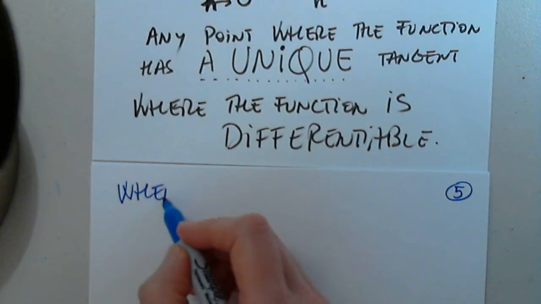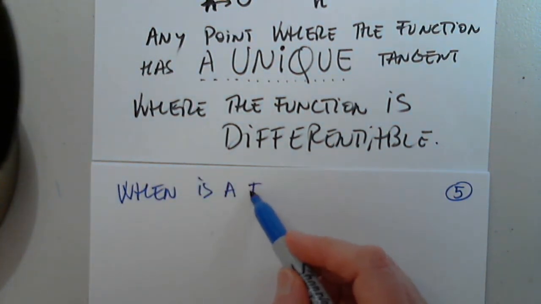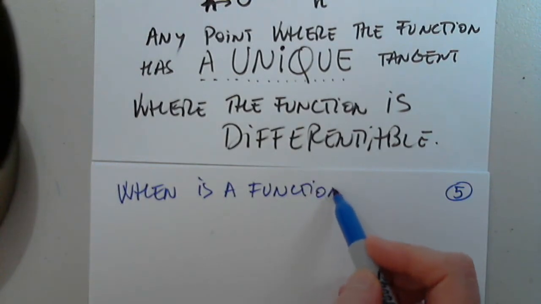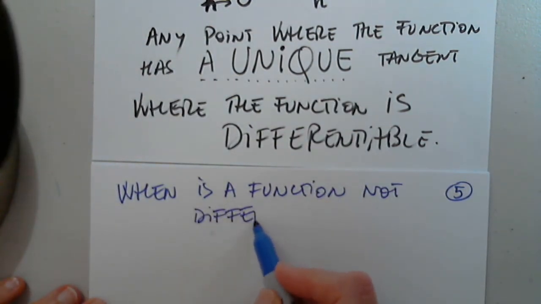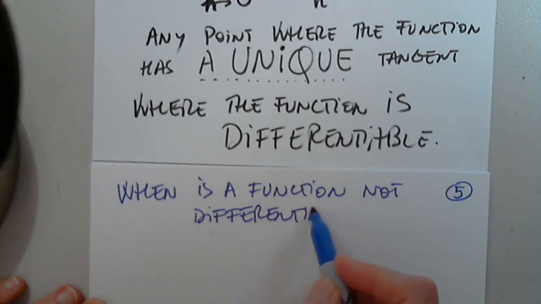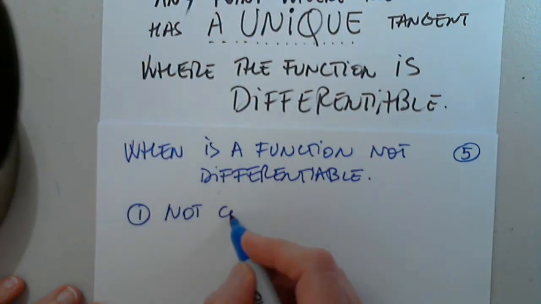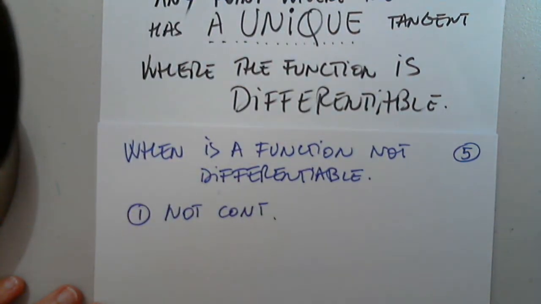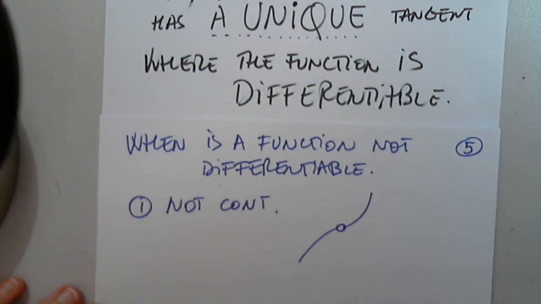When is a function not differentiable? Situation number one, when it's not continuous. If it's not continuous, the function at this point is not differentiable.